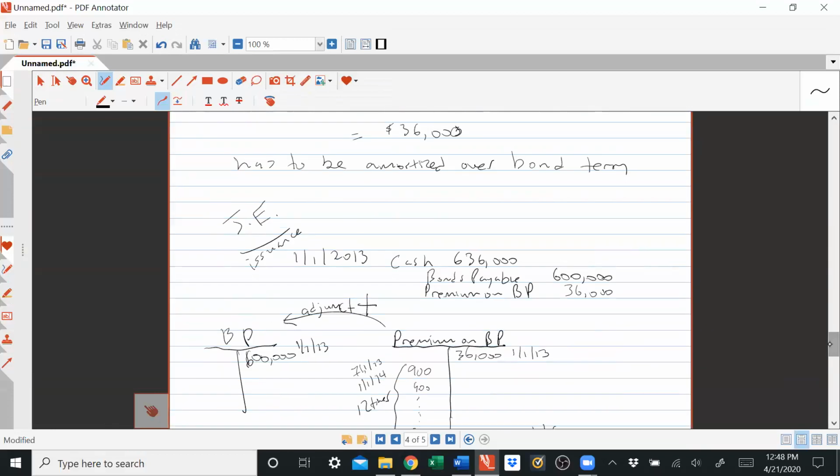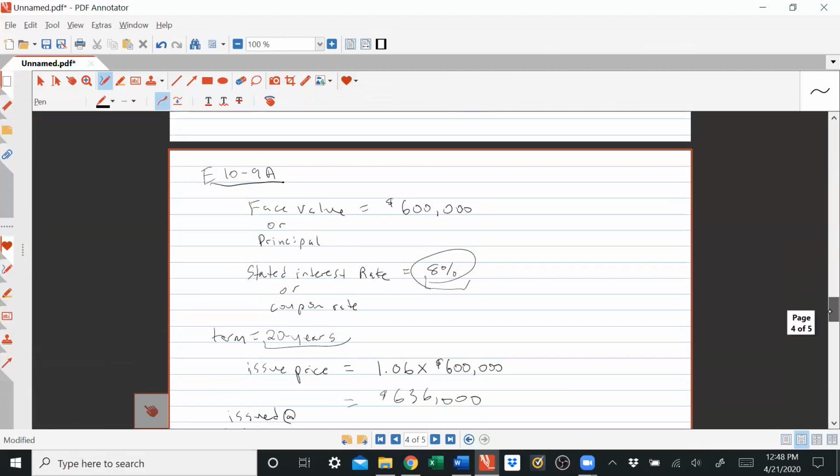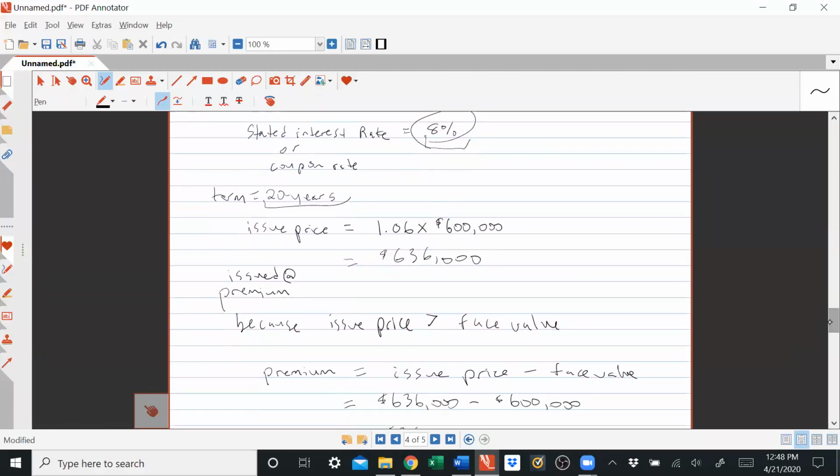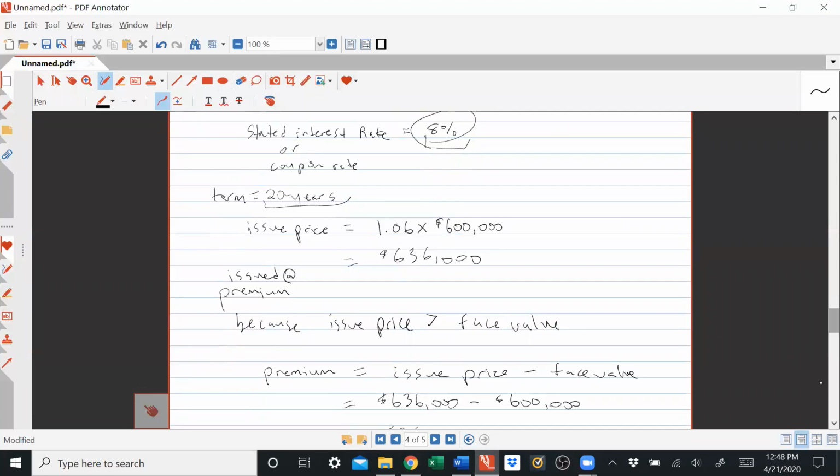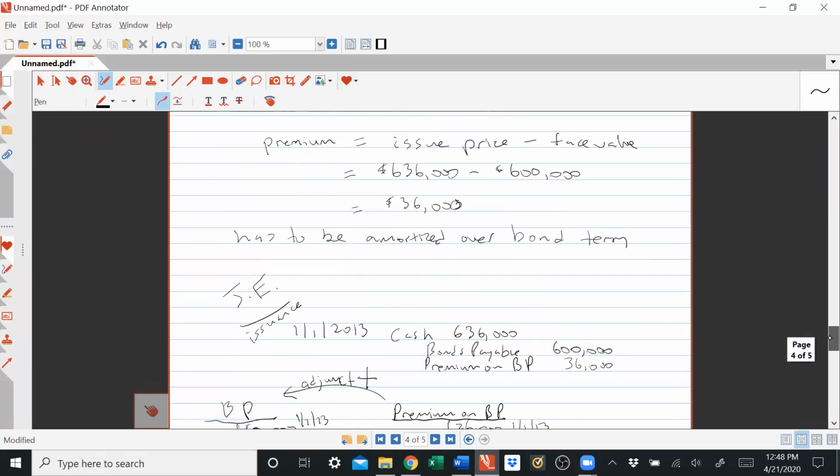36,000 is the premium balance starting off. They were issued at 106. 600,000 times the 1.06 is 636. Yeah, so all that's right. Where am I going wrong here?